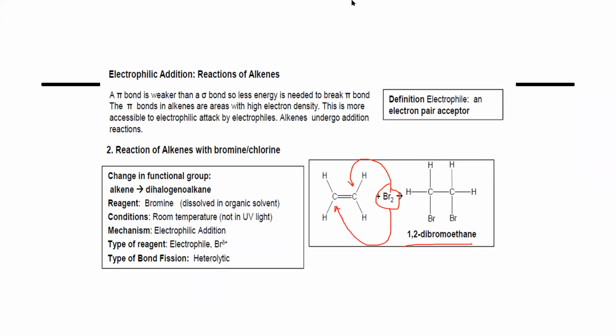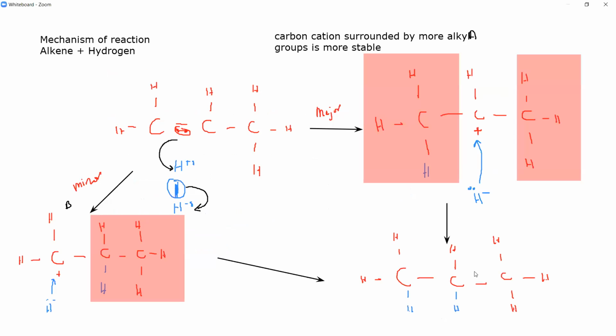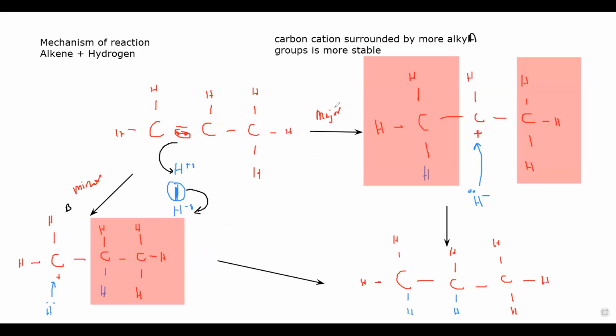But how does this reaction proceed? These are the reaction conditions. The reagent is bromine. Ultraviolet light is not necessary. It can happen at room temperature. The mechanism is electrophilic addition. The electrophile is bromine, partial positive, and the type of bond breaking is heterolytic. Heterolytic means an unequal distribution of the electrons results in the formation of charge. So, the mechanism for electrophilic addition.